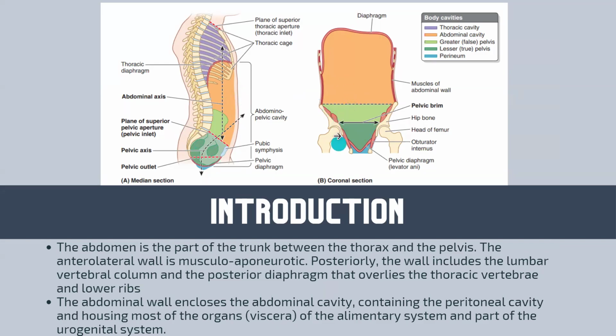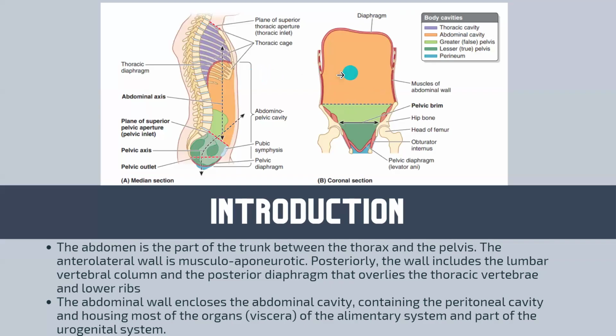The abdominal wall looks like a sack, and the contents here, like vegetables or bread, etc., are the abdominal viscera. By viscera, we mean the organs of the alimentary system, the GI system.